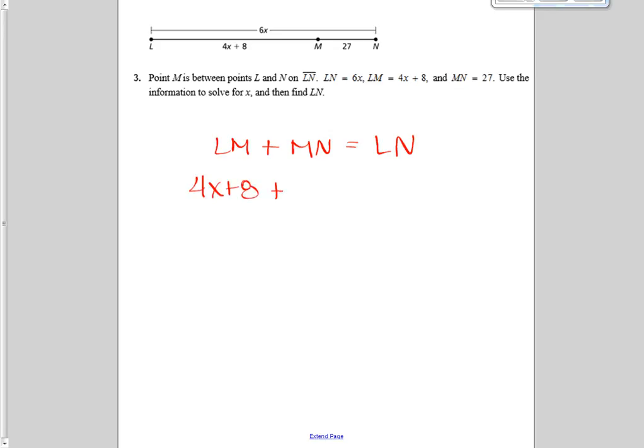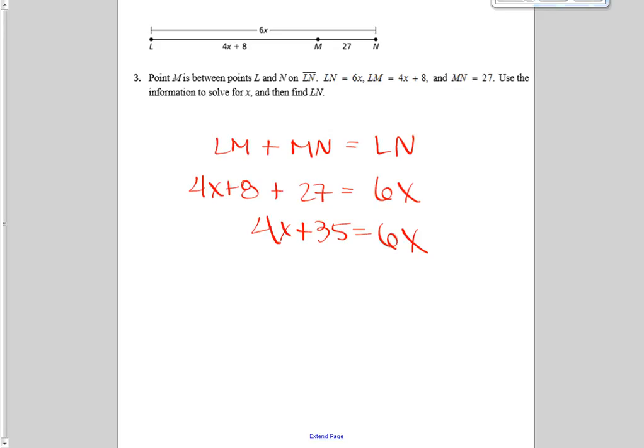And what expression goes with MN? 27. And how about LN? 6x. And now I have an algebra problem too. So I got 4x plus 35 is equal to 6x.